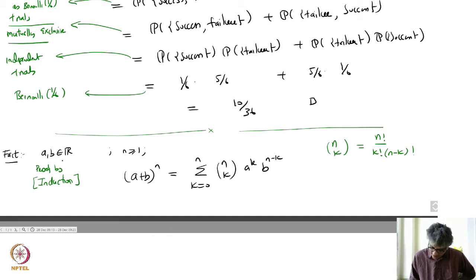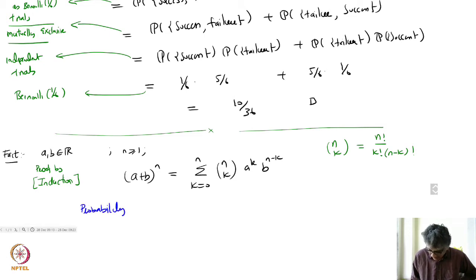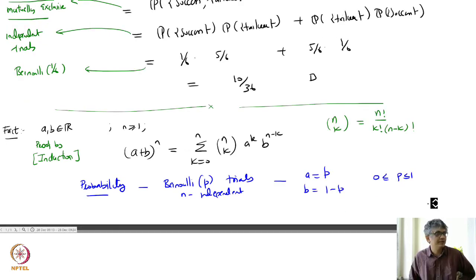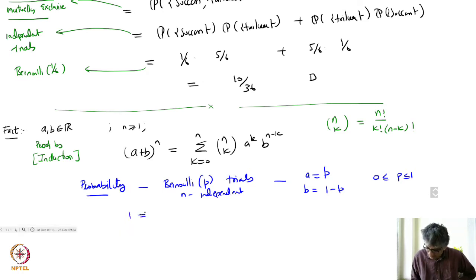In probability, this formula appears in a very natural way, associated with n Bernoulli P trials, let's say n independent trials. Here you use the formula with A equal to P and B equal to 1 minus P. So in that case, I know that 1 is equal to the sum from k equal to 0 to n of n choose k, p to the power k, and (1 minus p) to the power n minus k. This is true for all n, so I will require this fact.